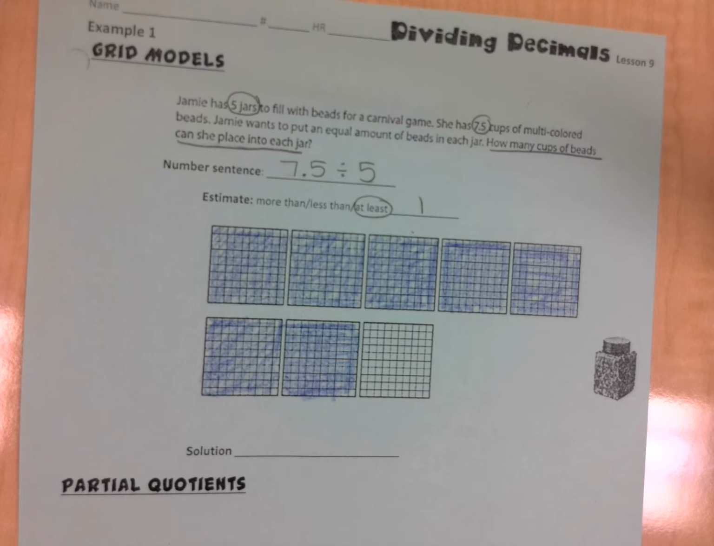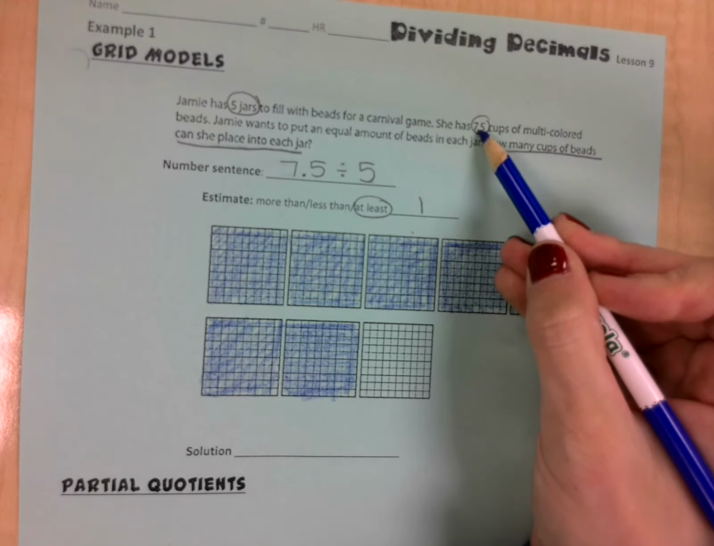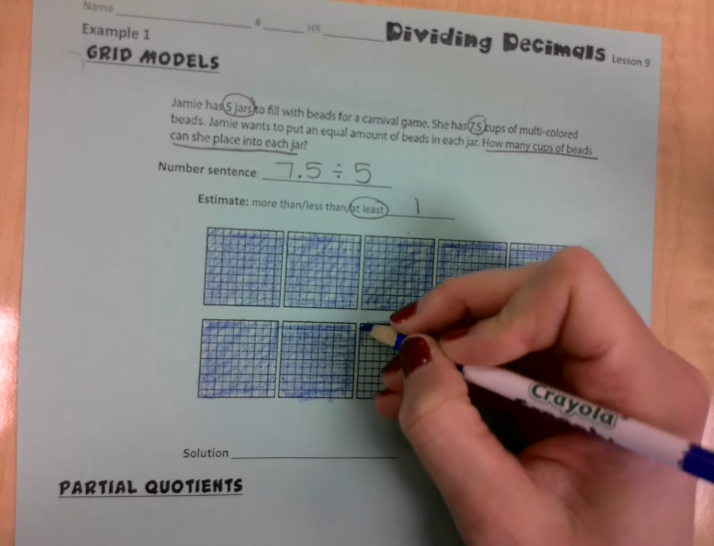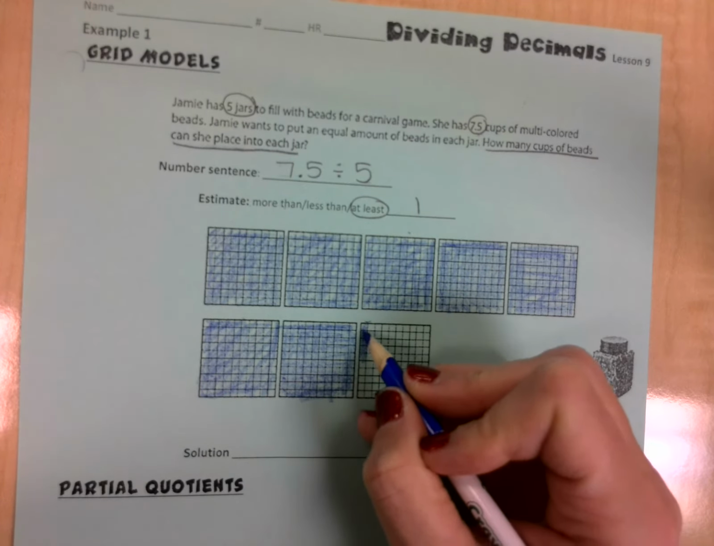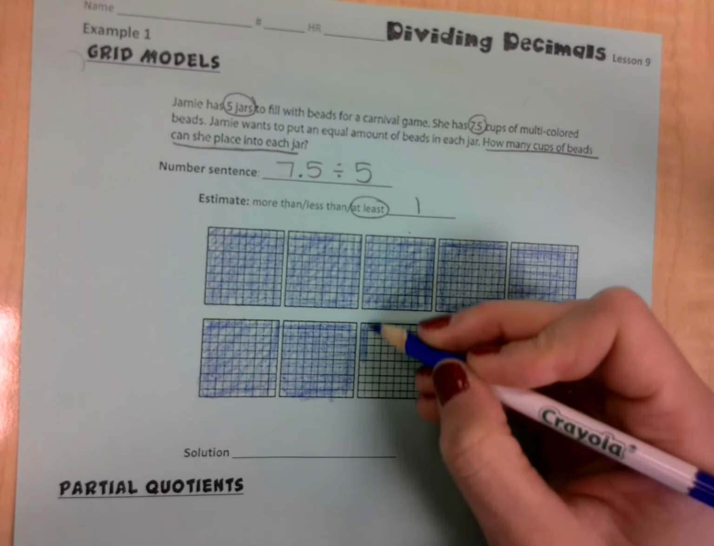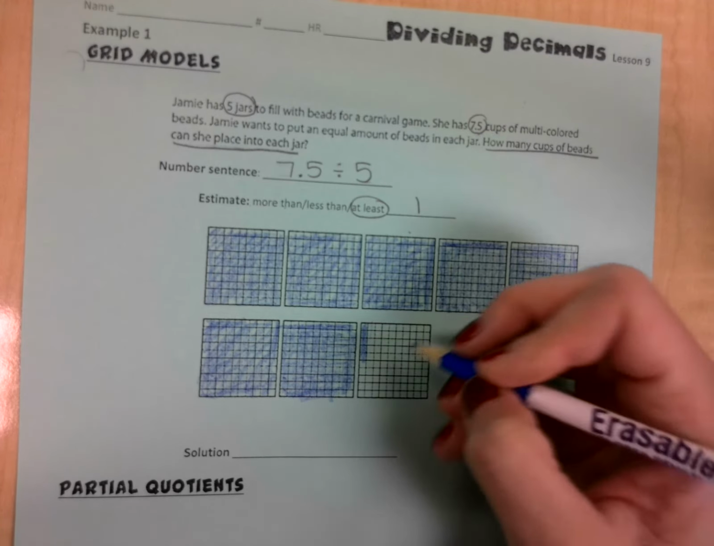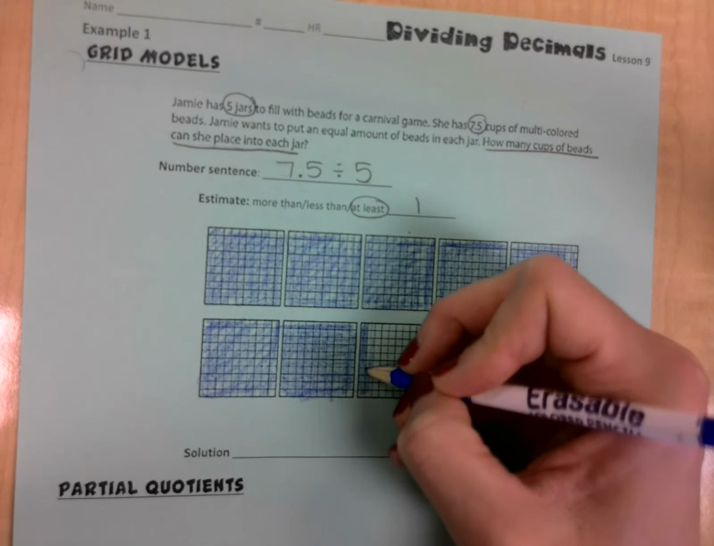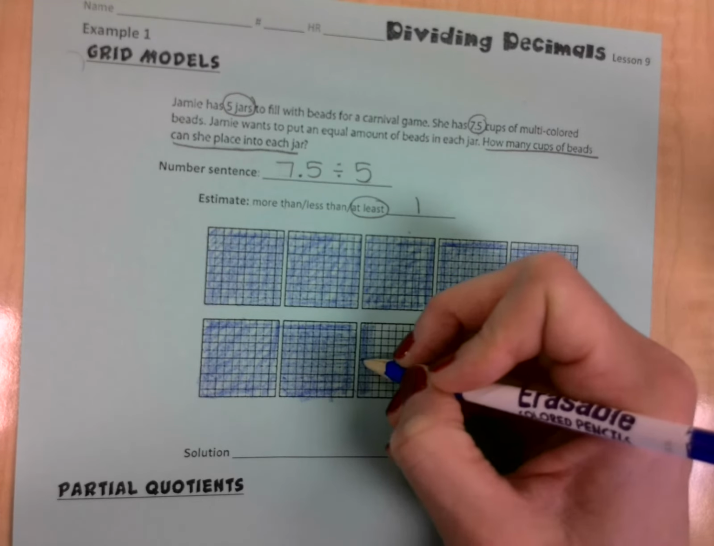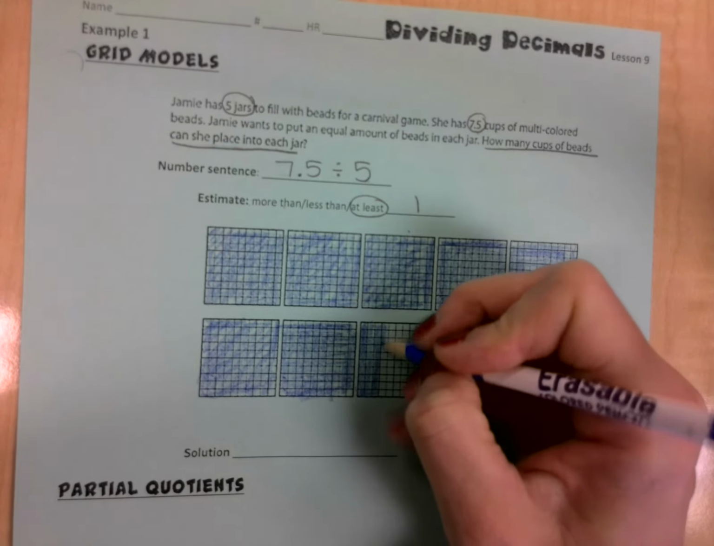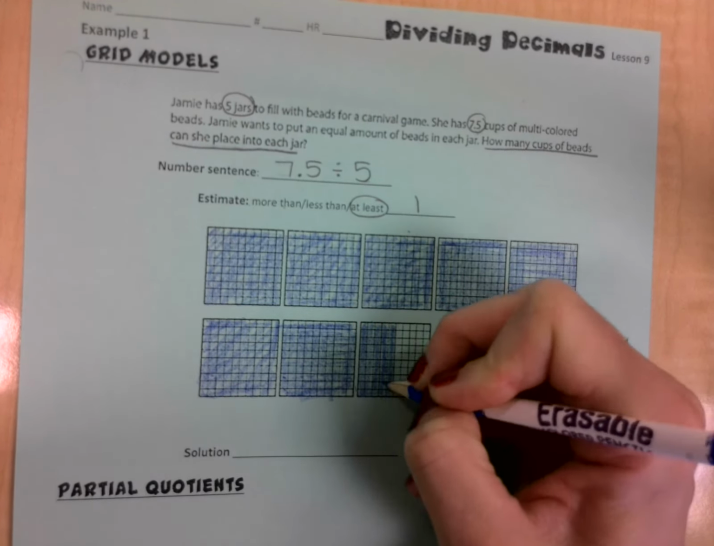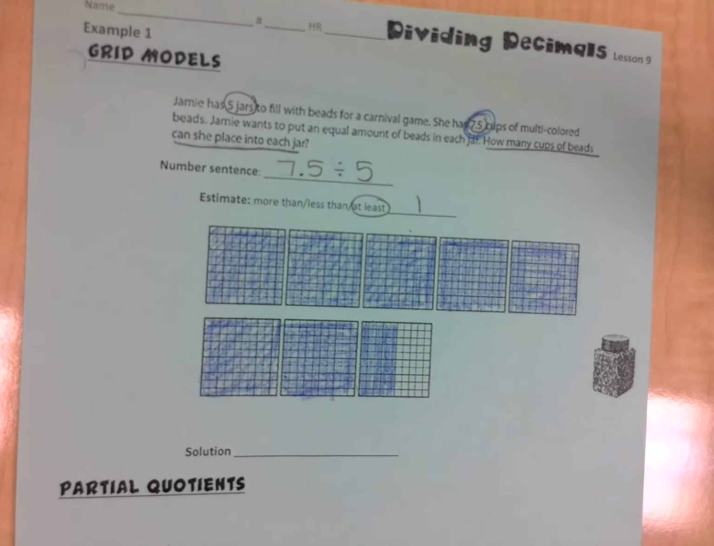I have my 7 wholes shaded, and in order to show that 5/10, let me ask you, am I going to shade in 5 of these boxes, or 5 of these rods? It should be 5 rods, because 5 of the unit cubes would be hundredths, and our 5 is actually in the tenths. So I'm demonstrating this 7 5/10. Now what's happening to this 7 5/10? It's being divided into 5 groups.